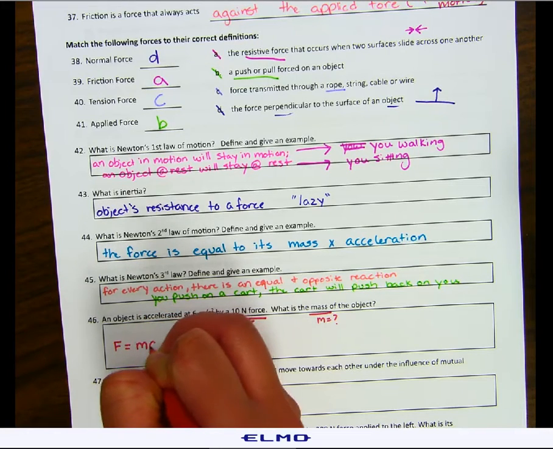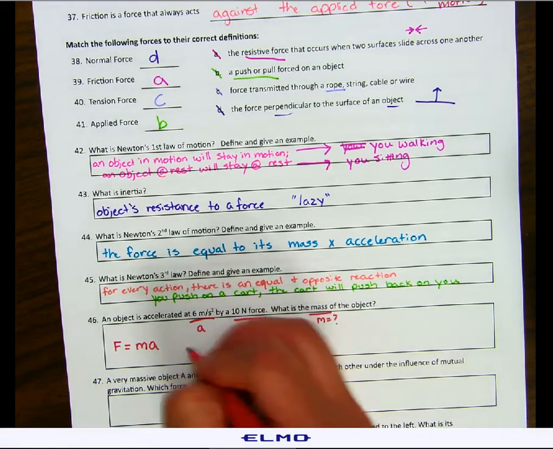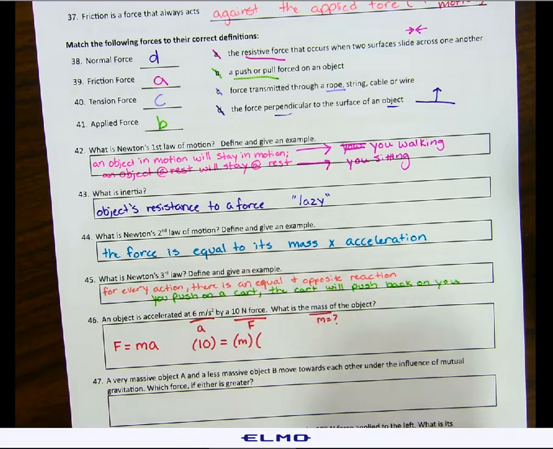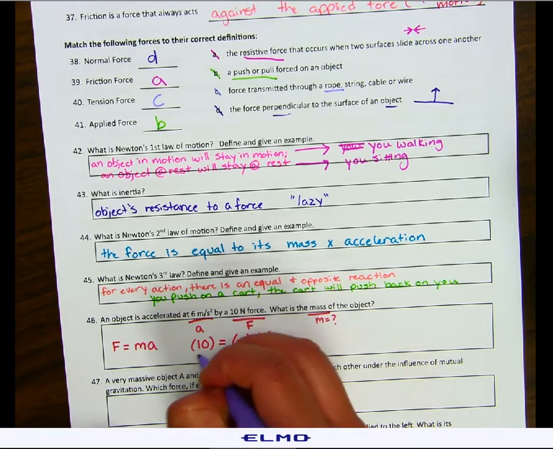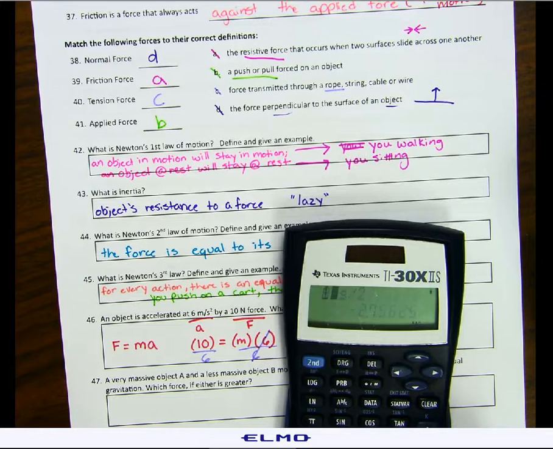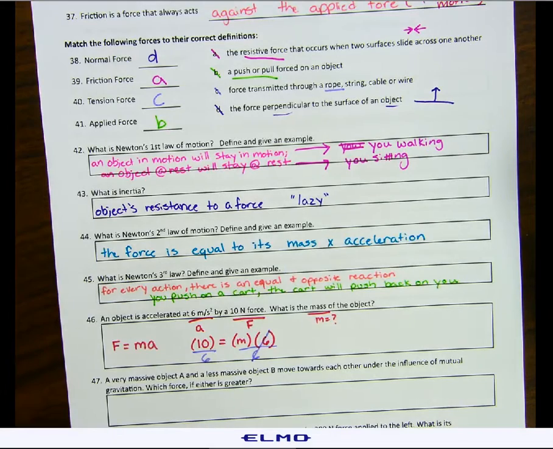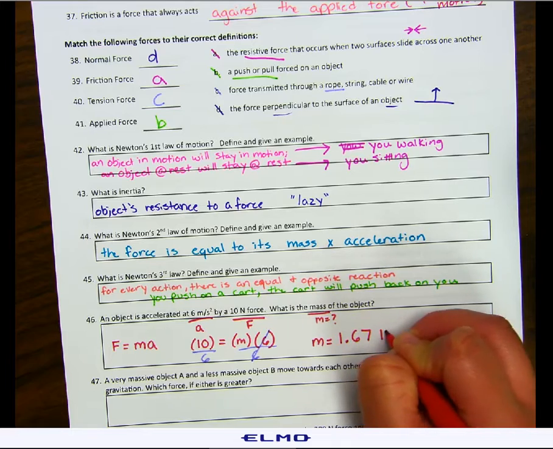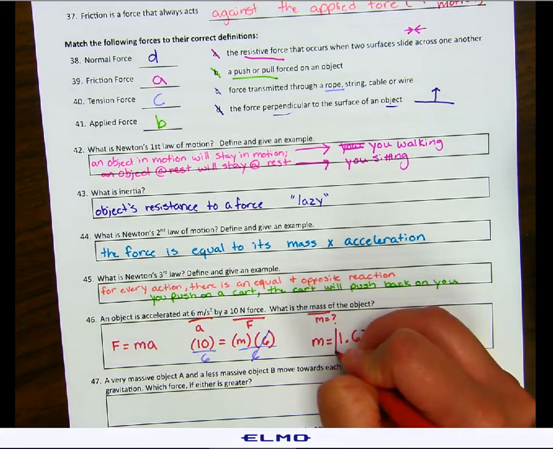Force equals mass times acceleration. So our force is 10. Mass is what we're looking for. And acceleration is 6 meters per second squared. All you need to do for this problem is just divide both sides by 6. That cancels out over here. So 10 divided by 6. That's going to be 1.66667. So our mass is equal to about 1.67 kilograms, because mass is measured in kilograms.